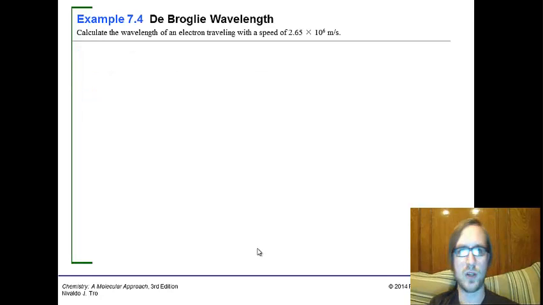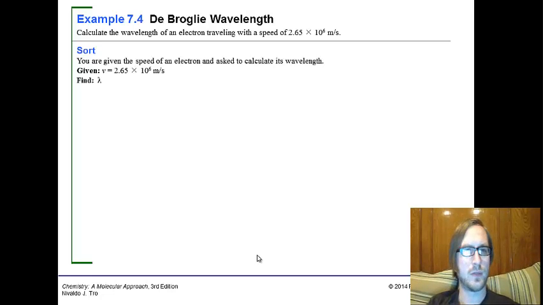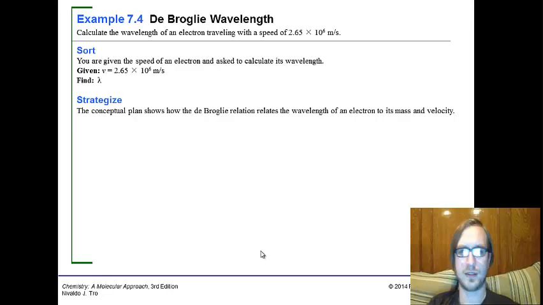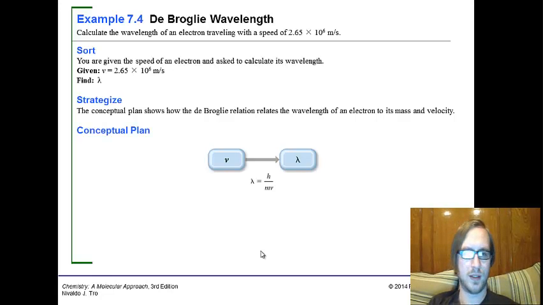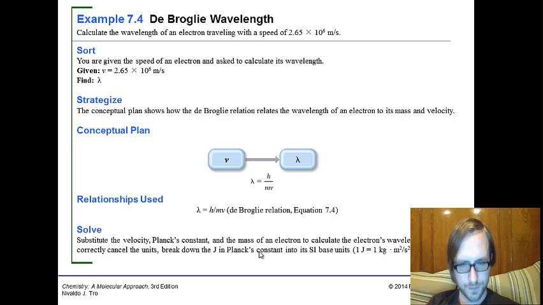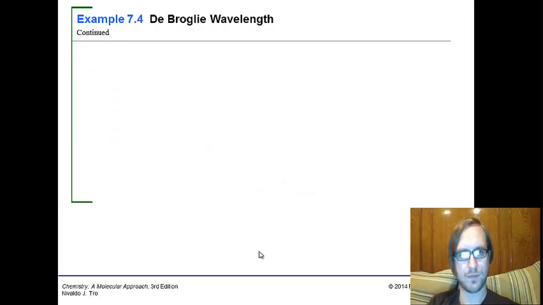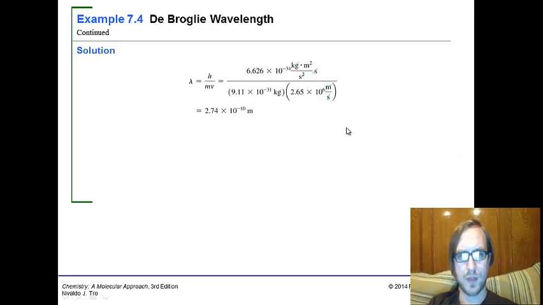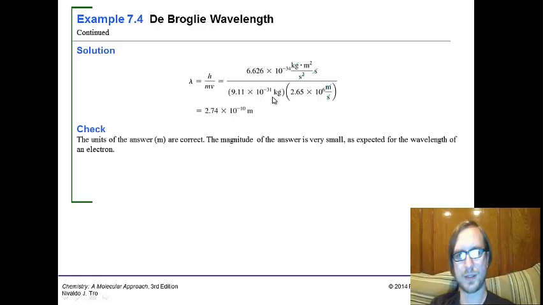All right, so for the de Broglie wavelengths, calculate the wavelength of an electron traveling at the speed of 2.65 times 10 to the 6 meters per second. So we know the speed of the electron, and we're finding the wavelength. Well, the wavelength is inversely proportional to momentum, which is mass and velocity. So we're using the de Broglie relation, and we're going to follow this plan. One thing that's important to realize is the mass of an electron is a constant. Okay, you have to look that up.